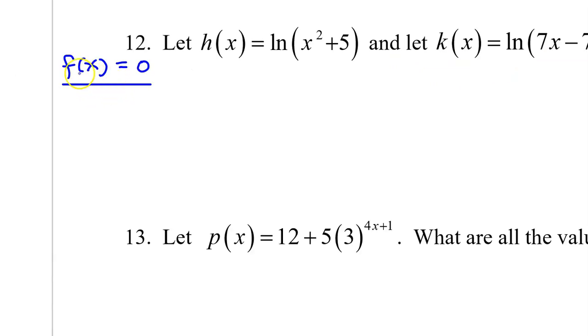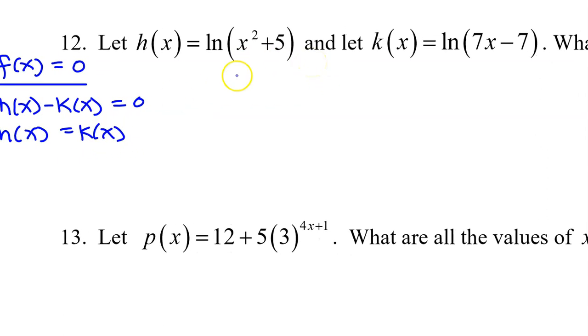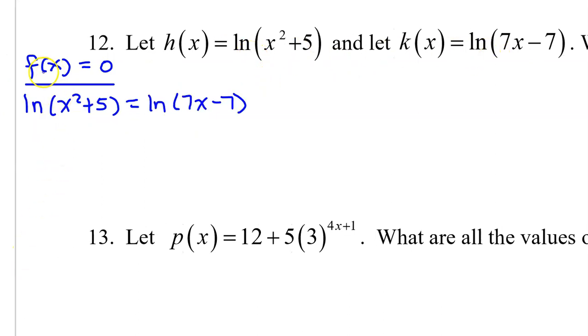As before, we begin by finding where f of x equals 0. So that means finding where h of x minus k of x is equal to 0. But adding k of x to both sides, again, we get h of x is equal to k of x. So we're going to just set these two log expressions equal to each other. F of x will equal 0 when the natural log of x squared plus 5 is equal to the natural log of 7x minus 7.